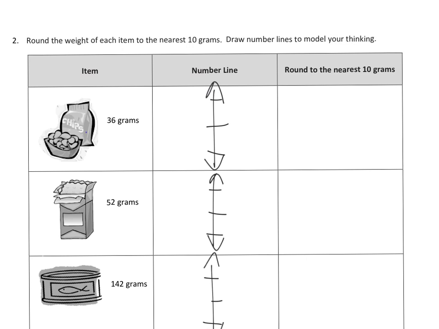All right, so my number for the bag of chips is 36 grams. I hear 30, so that's my bottom number. Counting by tens makes my top number 40, and halfway in between is 35. So where would I put 36? Well, when I'm counting, I say 35, 36. So 36 would go right here. Rounded to the nearest 10 grams, 36 grams is about 40 grams.